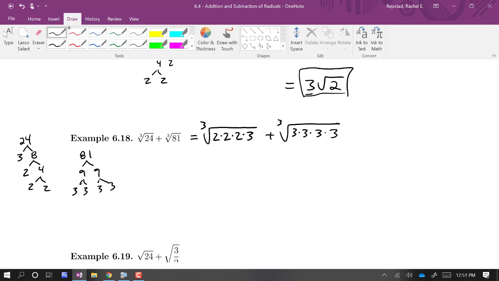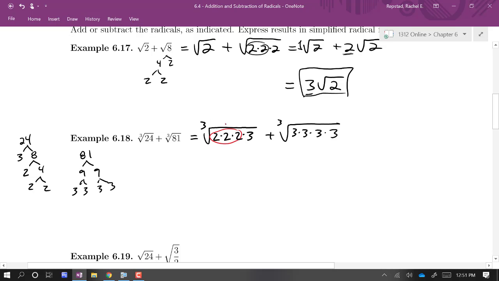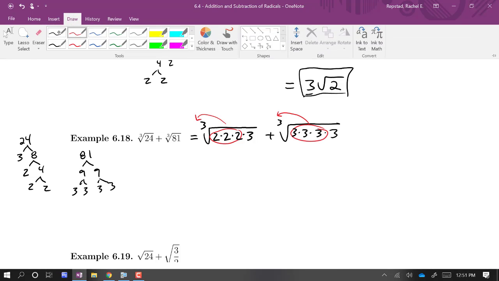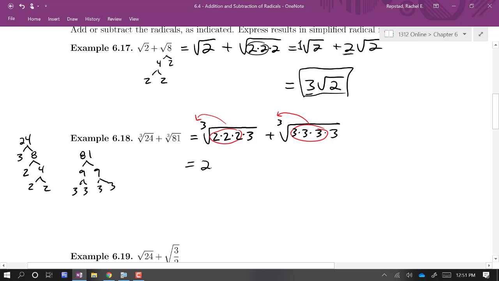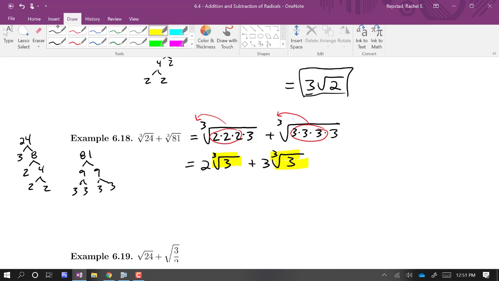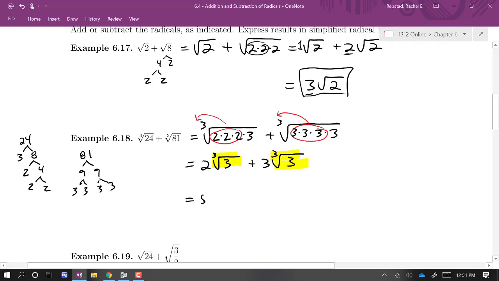In both cases, we have a set that we could take out. Here's three 2s that'll come out as a single 2. Here's three 3s that'll come out as a single 3. So 2 times the cube root of 3 plus 3 times the cube root of 3. And now look, we have like terms in that it's the radicals that are the same. So we can combine them to get 5 times the cube root of 3.